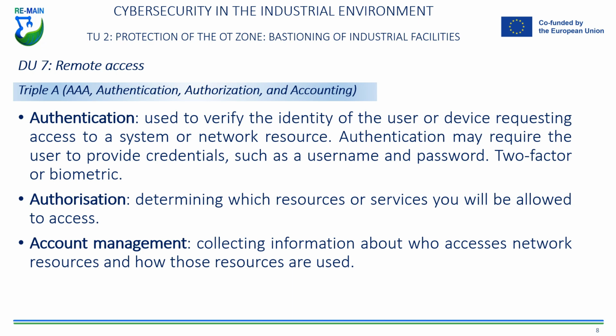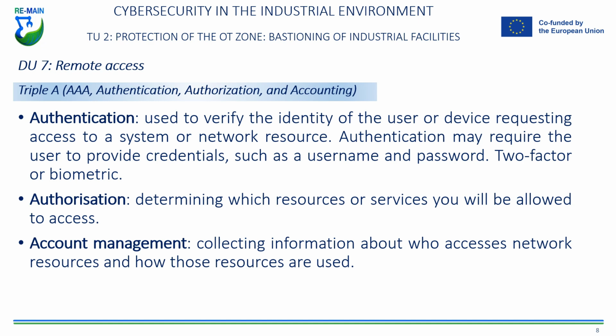Authentication may require the user to provide credentials, such as a username and password, or it may require a more advanced authentication process, such as two-factor or biometric authentication. Authorization. After the user or device has been authenticated, the authorization process is used to determine which resources or services they will be allowed to access.